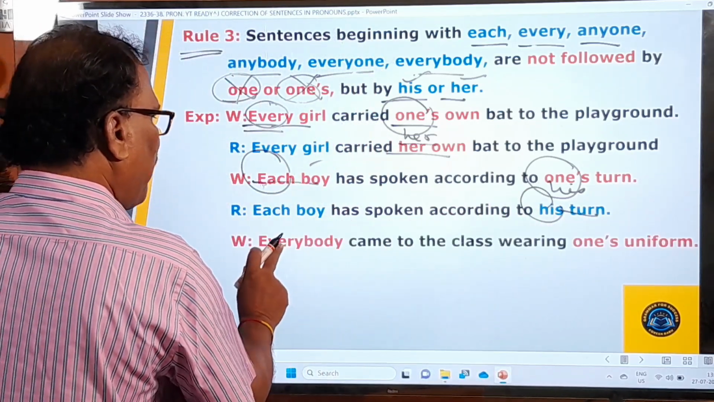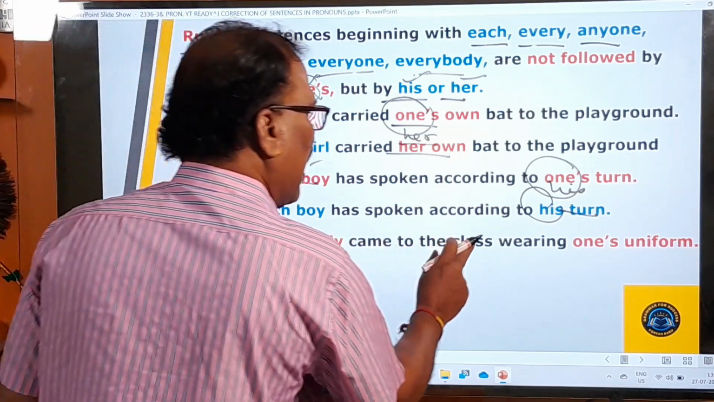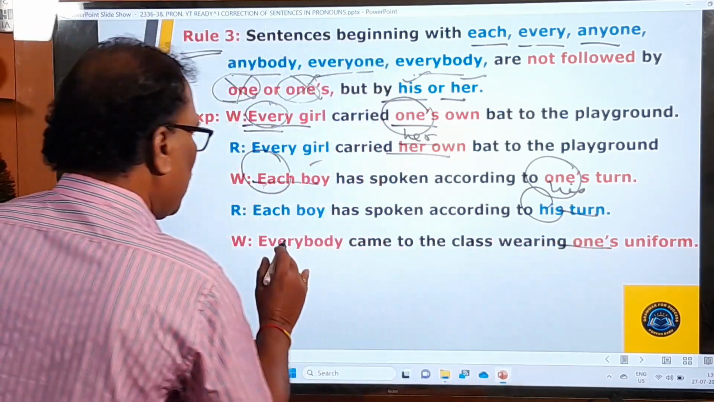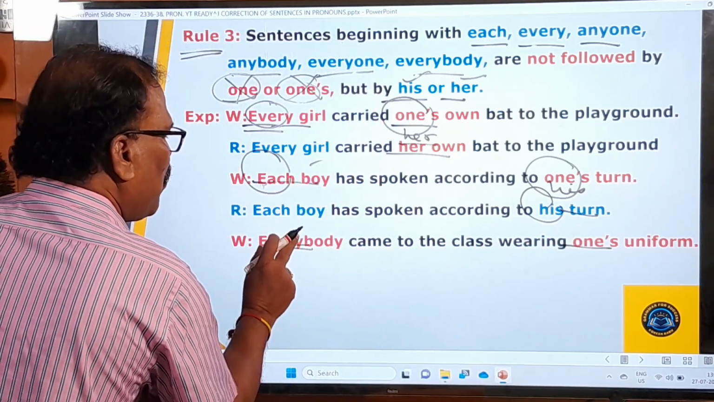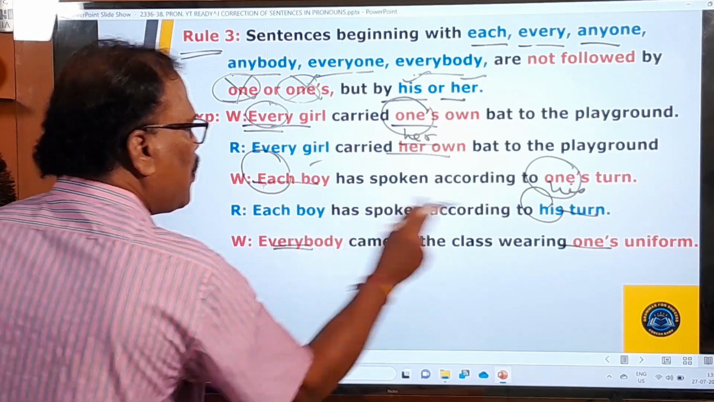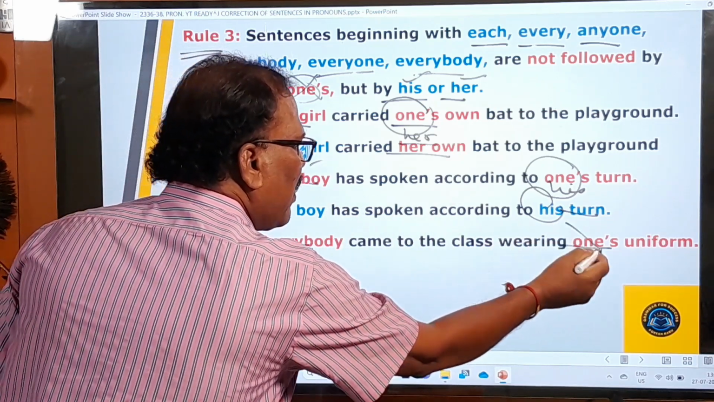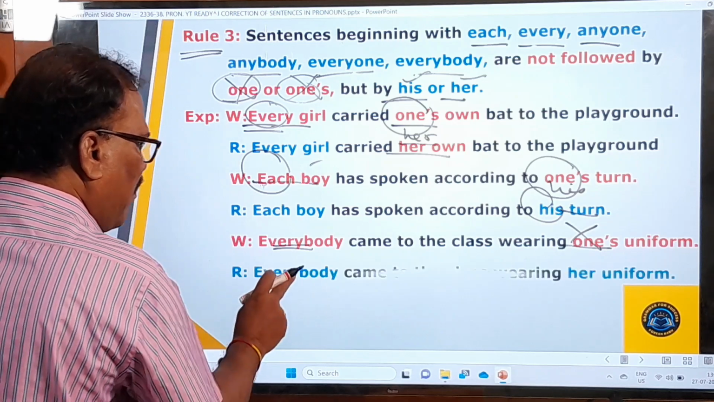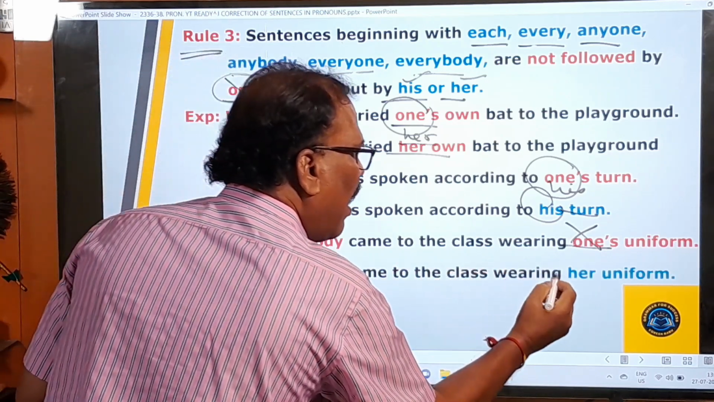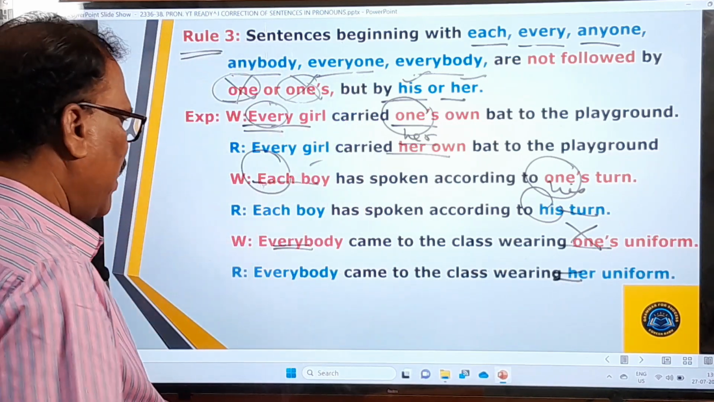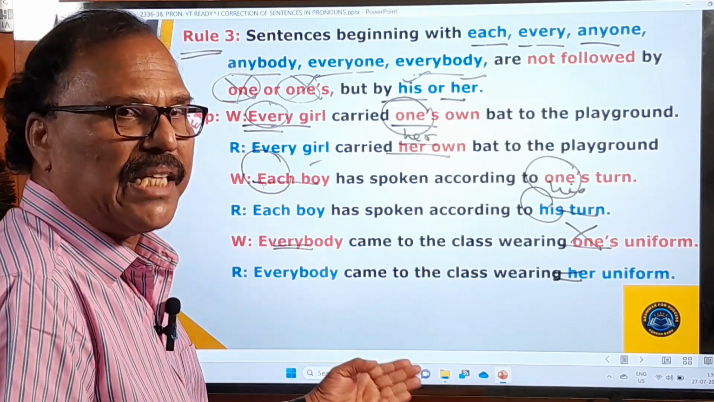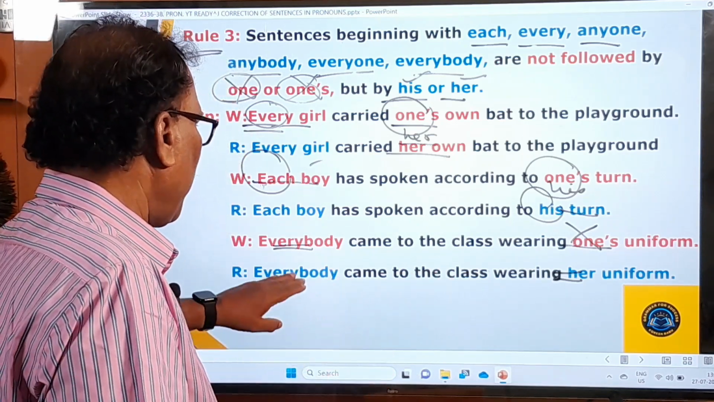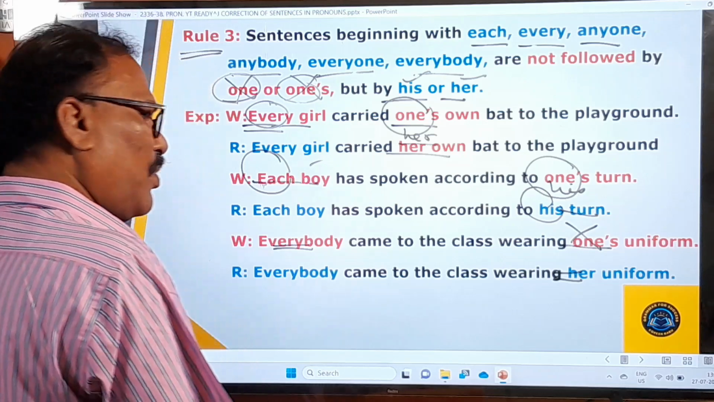And then comes everybody: everybody came to the class wearing one's uniform. So the sentence is beginning with everybody. When the sentence begins with everybody, there should not be one or once. So here it is given wrong. Then what should be there? Everybody came to the class wearing her uniform, because nowhere is the sex of the person mentioned.